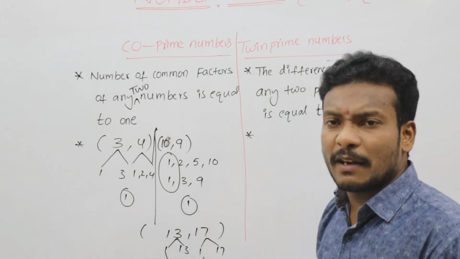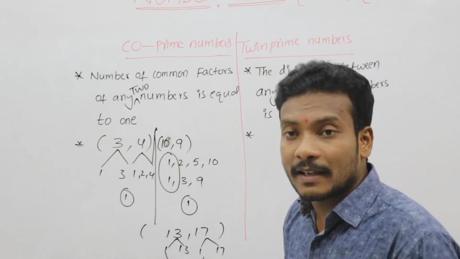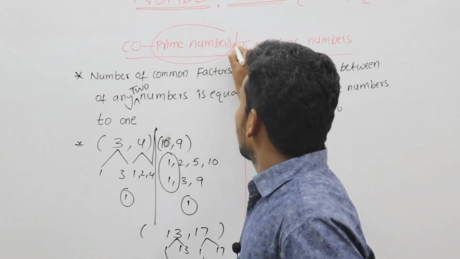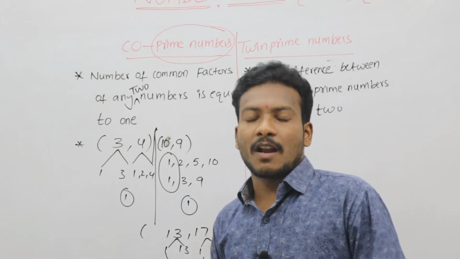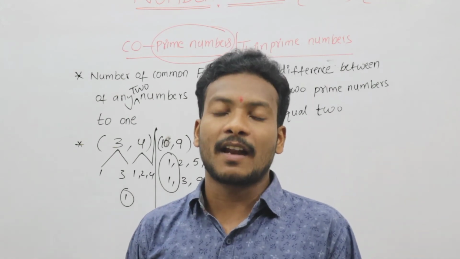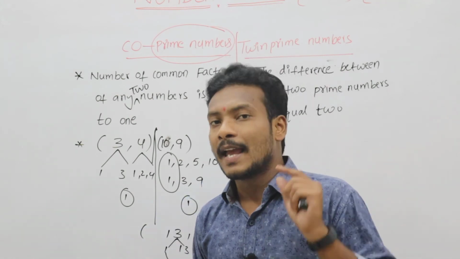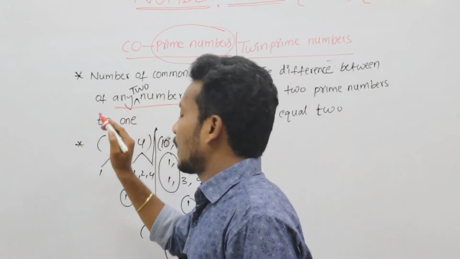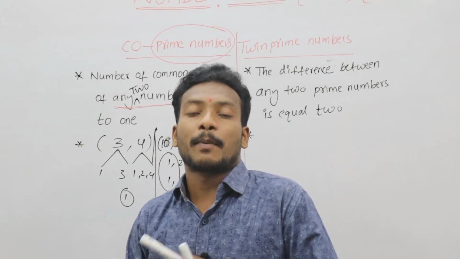Why am I explaining with these examples? Look here, in the first one, 1 is a prime number. Co-prime does not mean not a prime number. We cannot exclude prime numbers; we can take any numbers. That's why here it is any two numbers, either prime numbers.